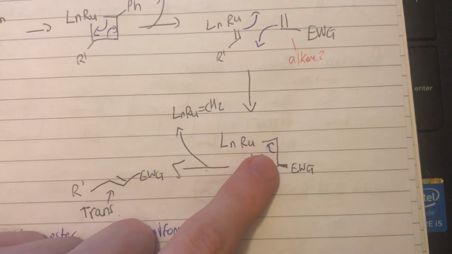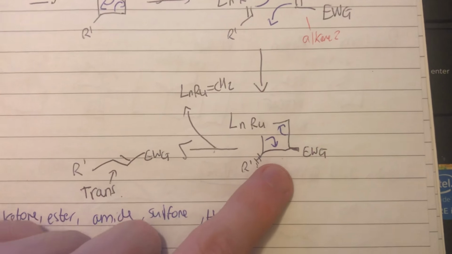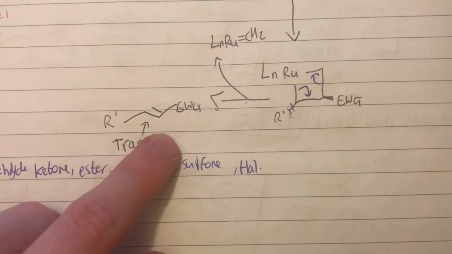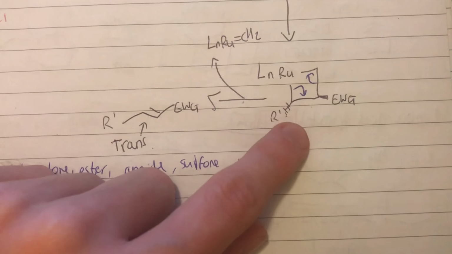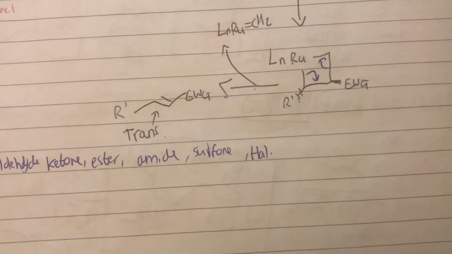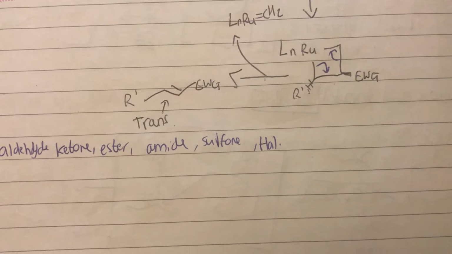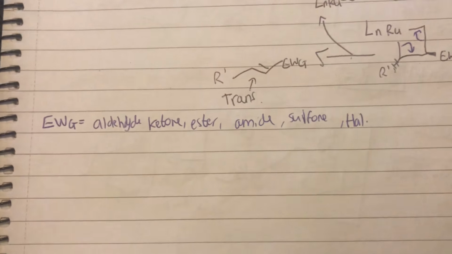We then lose the same things we lost in the ring closing metathesis part, but we make a trans isomer, and obviously we've got the electron withdrawing group there as well. Trans because this goes on the opposite side to the electron withdrawing group, and that's why it's trans, because trans is on the opposite side, cis is on the same side. It's a nice little one for you to remember.